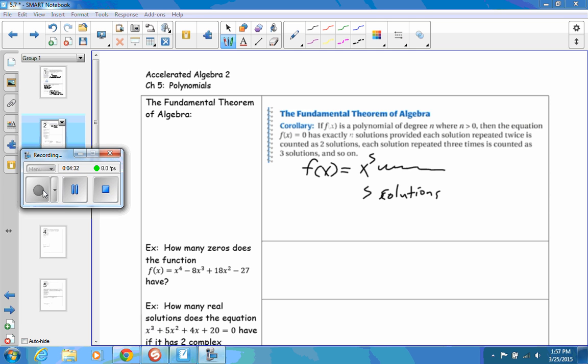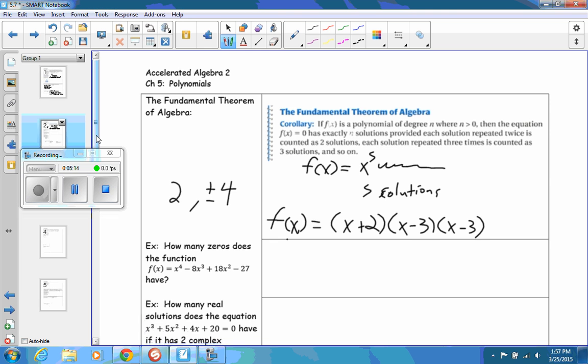Now, some of those solutions might duplicate. For instance, let's say I have something that has 3 solutions, so x to the 3rd is the highest degree, and I'm just making up factors. Let's say it factors out to x plus 2, x minus 3, and x minus 3. That is still 3 solutions. If you did the quadratic formula and you got something like 2 and plus or minus 4, you know, doing all the square roots, you're always left with a plus or minus. That is 3 solutions. Okay?